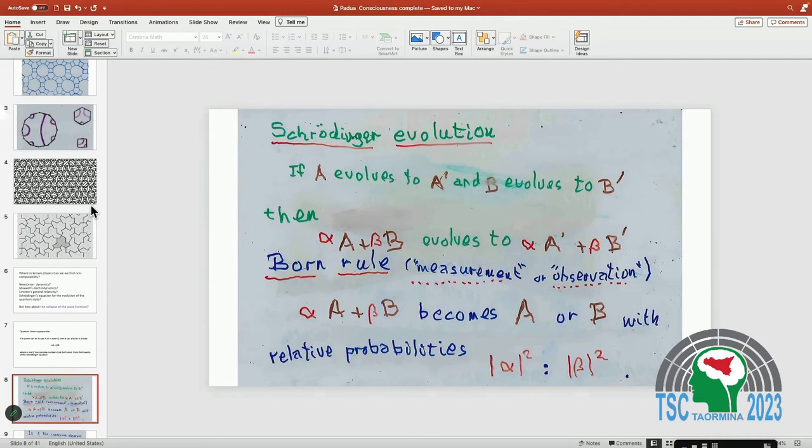The amplitudes, as they're called, the complex amplitudes, which represent how much of one state and how much of the other state is involved in this superposition, remain constant, but A and B evolve according to the Schrödinger equation. But the collapse of the wave function is quite different.